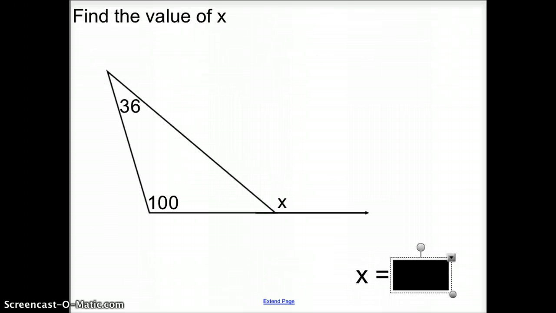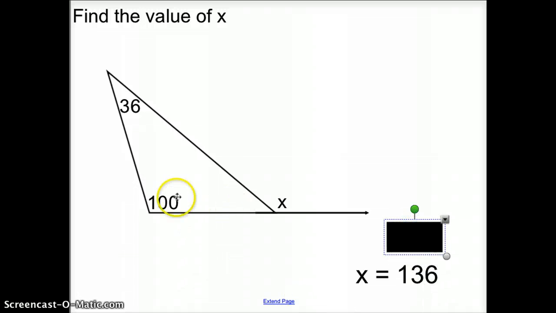Let's solve for x. X is the exterior angle. We have 136 as the two non-adjacent interior angles. What would x equal? Hopefully you found that x equaled 136 because 100 plus 36 are the two non-adjacent angles.